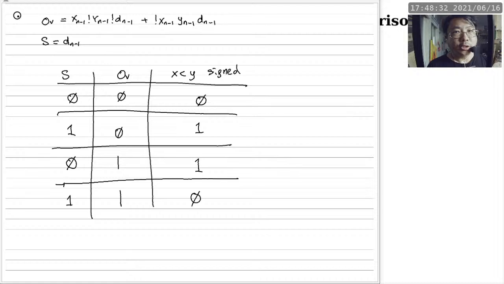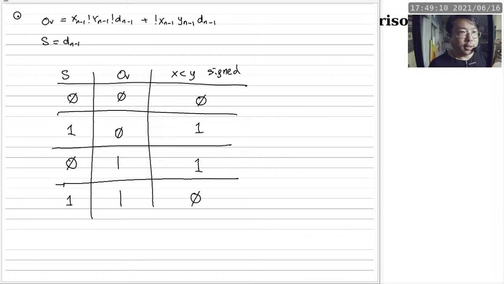So now we look at this picture and we are basically saying the sign flag on its own is not enough to tell us whether x is less than y. The overflow flag by itself is also insufficient to tell us whether x is less than y. They have to be combined in a certain way so that we can end up with the correct conclusion of whether x is less than y, if we choose to interpret the bits in a signed fashion.